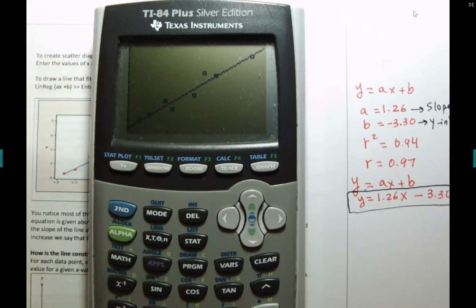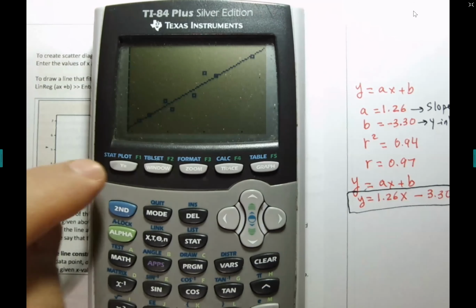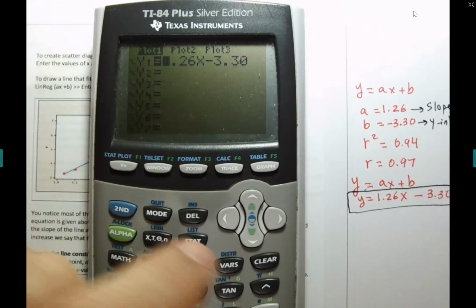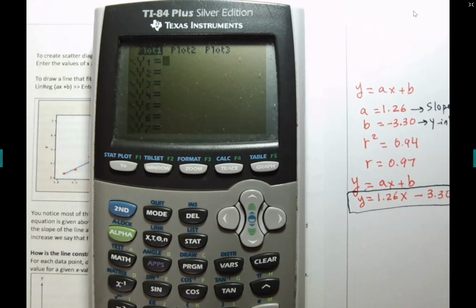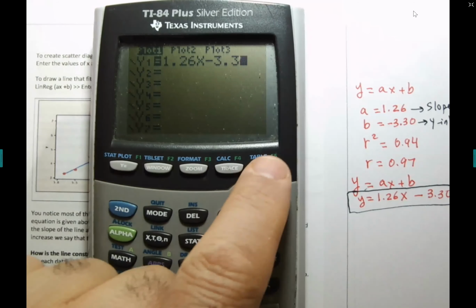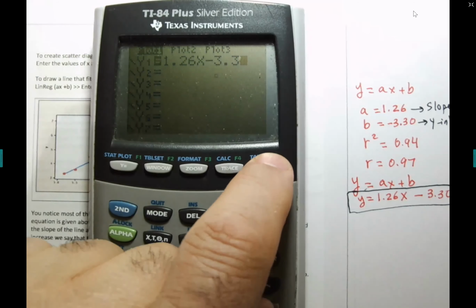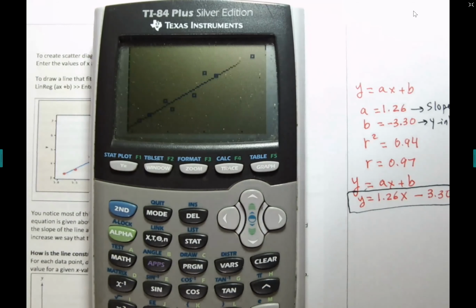So again, here's what I did, guys. I'm going to do it one more time. I pressed on Y. Then I entered the equation 1.26, and then I put X. Then I did minus 3.3. And then I hit graph right here. With practice, guys, you'll get used to it.